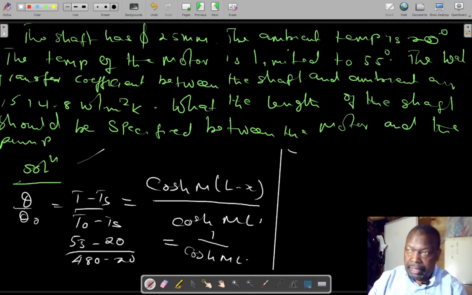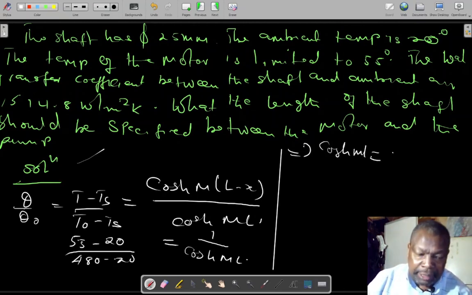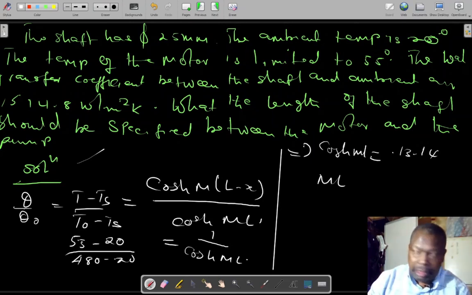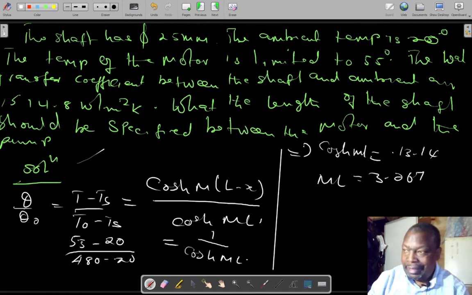So it implies that cosh of ml is equals to 13.14, such that ml is equals to 3.267 from the tables.